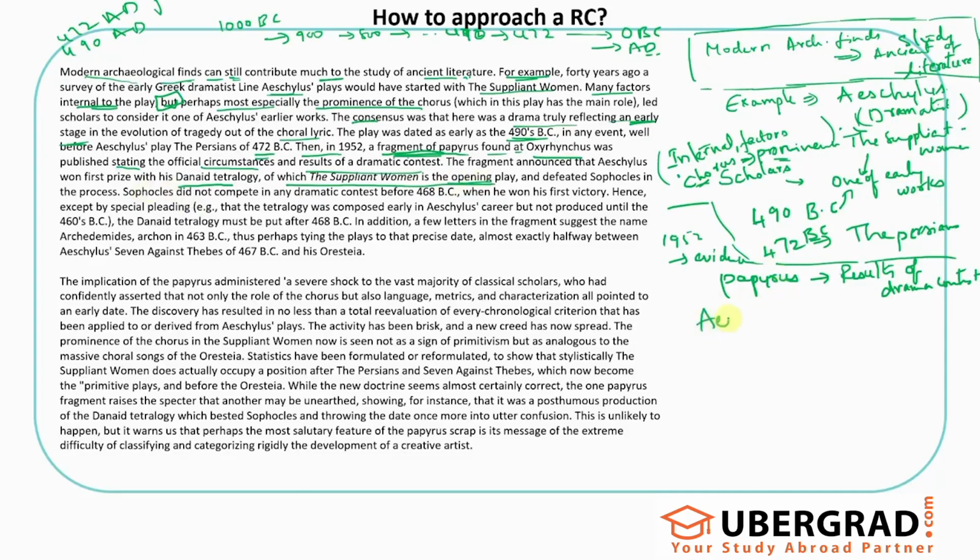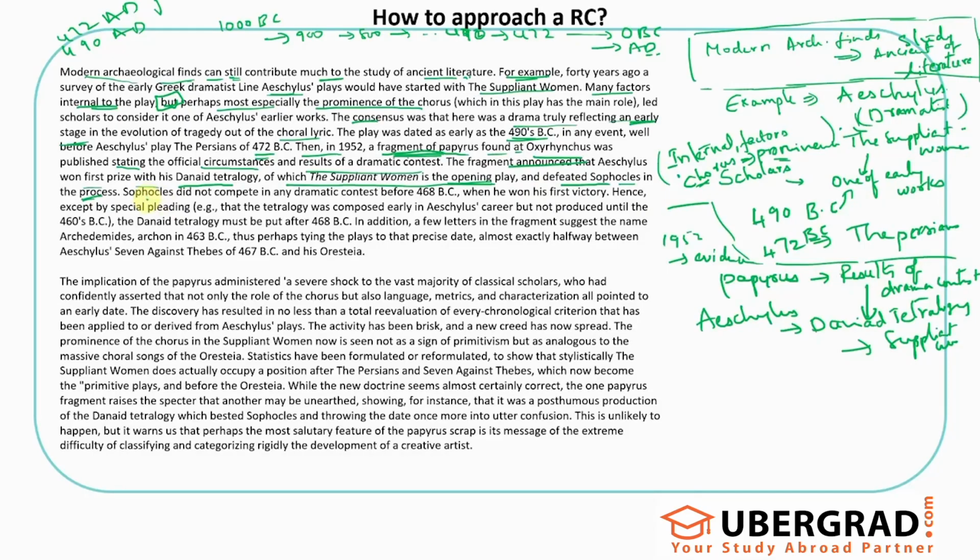So Achilles is there. He has written this thing called the Danaid tetralogy. That would be a combination of lots of plays, and the opening play is the Suppliant Woman, and this thing won the competition. That's what it says, right? The fragment announced that Achilles won the first prize with this Danaid tetralogy, of which the Suppliant Woman is the opening play, and defeated Sophocles in the process. So there's another guy called Sophocles, and he got defeated.